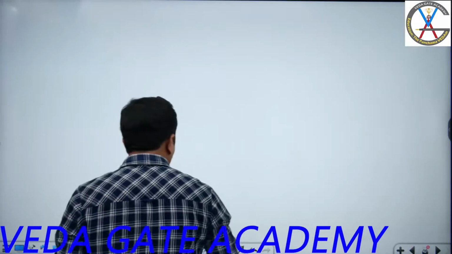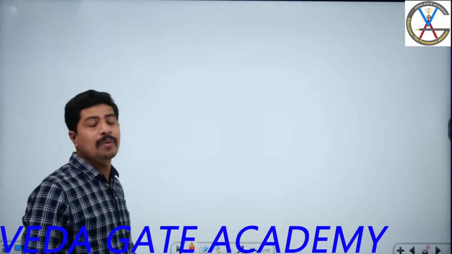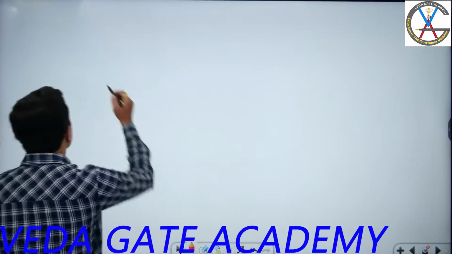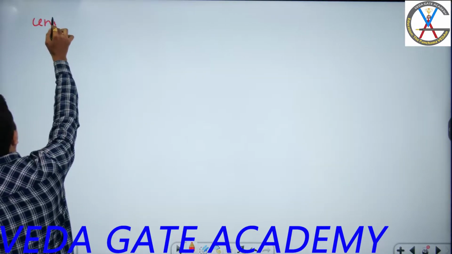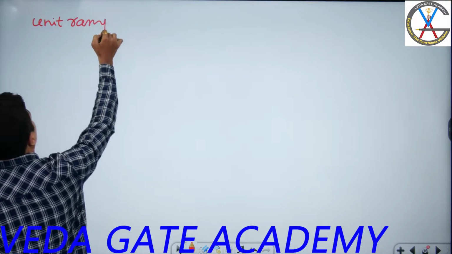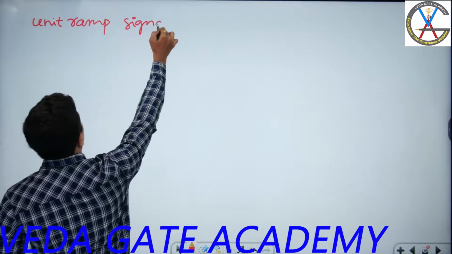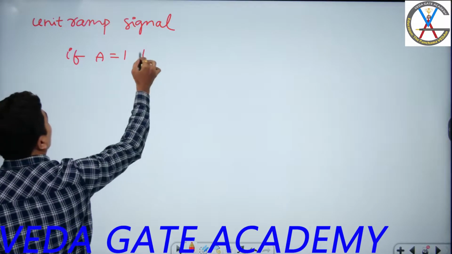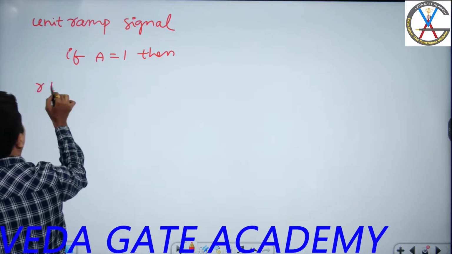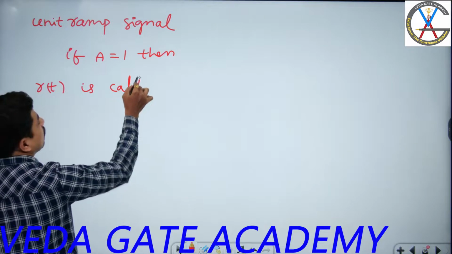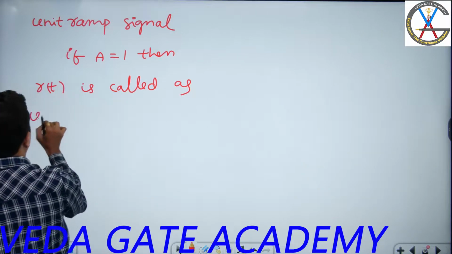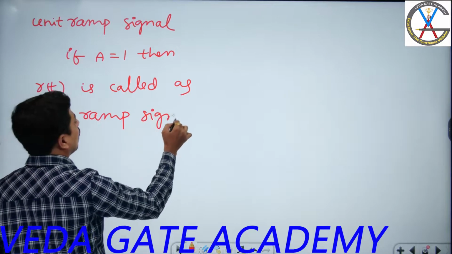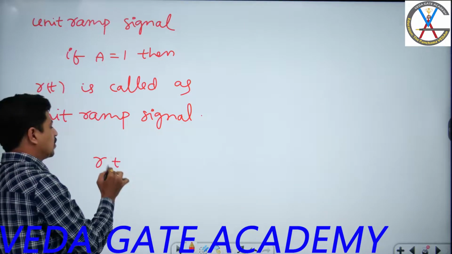Let me draw it. Or first, let me define the unit ramp signal, not the unit step signal, please. Unit ramp signal: if a is equal to 1, then r of t is called the unit ramp signal. What is the representation? r of t is equal to what?